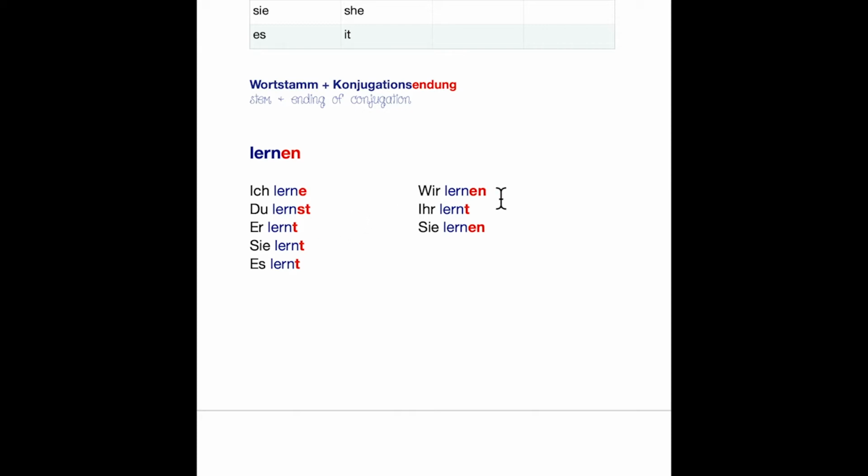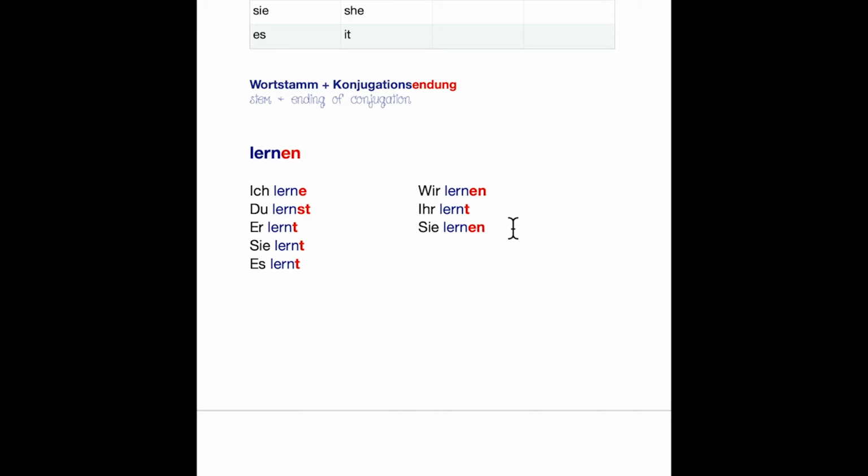Now we can move to the plural form, which is the first person is wir lernen. Well, you might notice, whoops, we have the en back, just like in the basic form. So you don't really need to learn something. You just need to know that for wir, you basically put it back in the basic form because wir requires en. Wir lernen. We learn. Then for ihr, it is the word stem plus t, which is ihr lernt. And for the third person, it is sie lernen.